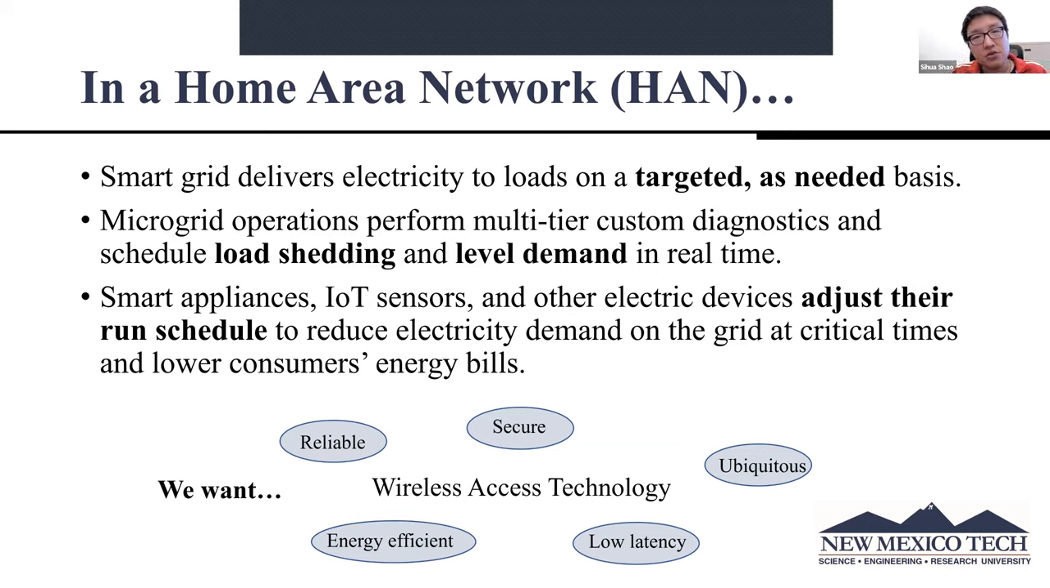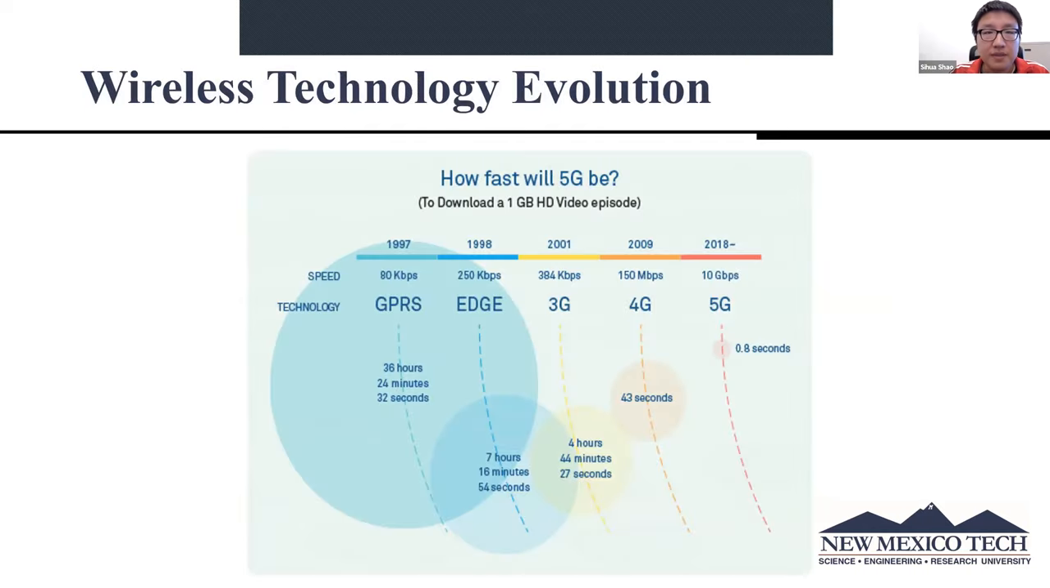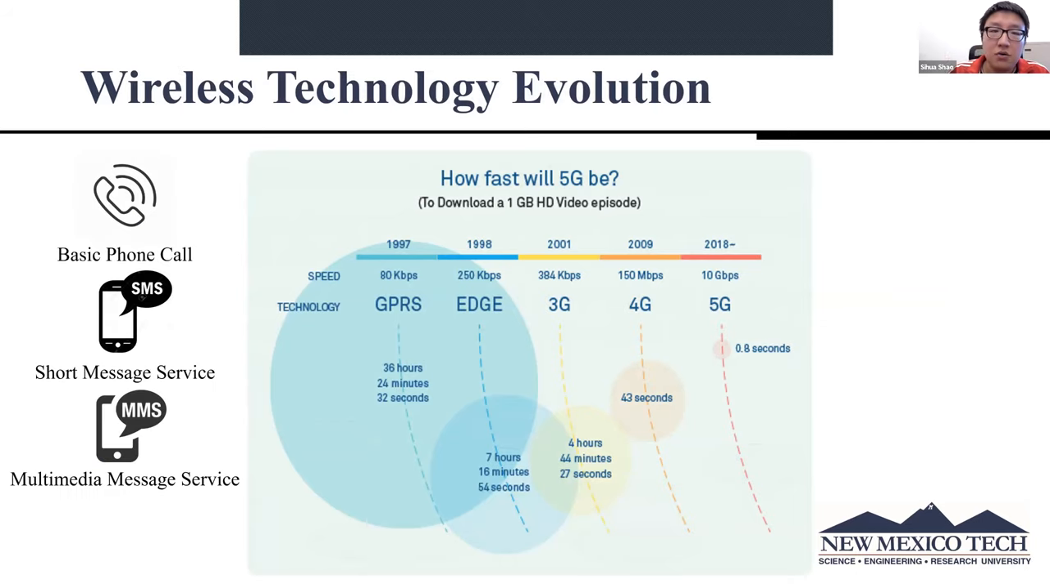Okay, so given all these five features, let's look at how our wireless technology evolved from 20 years ago to the current one. 20 years ago, we were using GPRS, supporting the basic phone call, short message services, and multimedia message services, and it takes 36 hours to download a 1 gigabyte HD video. Back to now, in the 5G communication network, it only takes 0.8 seconds.